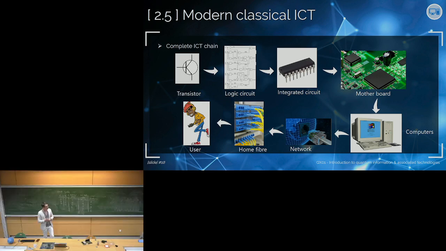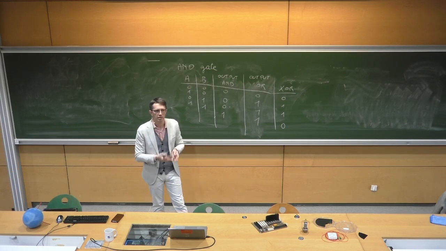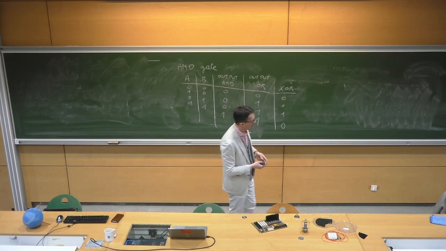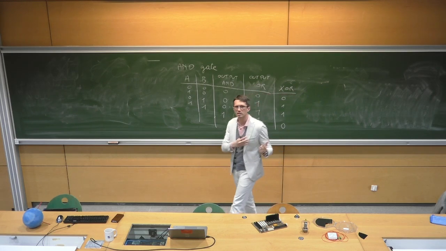Right. So that's all I wanted to say on classical information and computation. With this, the idea is that we can make extremely complicated systems, very powerful computers, with zeros and ones. And yet, as we saw in the introduction, there are some problems that seem to be just impossible to solve using these standard technologies.